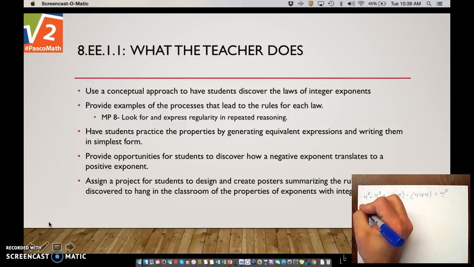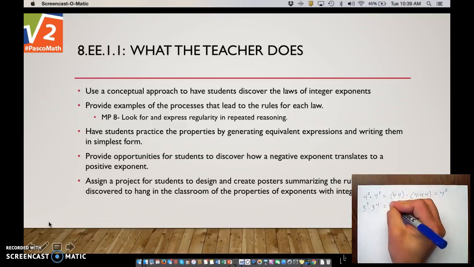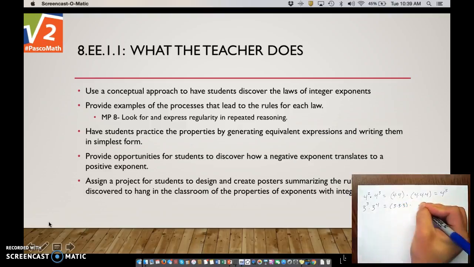We can try a different base. We can say 3 to the third times 3 to the fourth. Have students expand it out. Well, that's 3 times 3 times 3, 3 to the third. 3 to the fourth is 3 times 3 times 3 times 3. 3 is used as a factor 4 times, and 3 is used as a factor altogether 7 times. So 3 to the third times 3 to the fourth is 3 to the seventh.